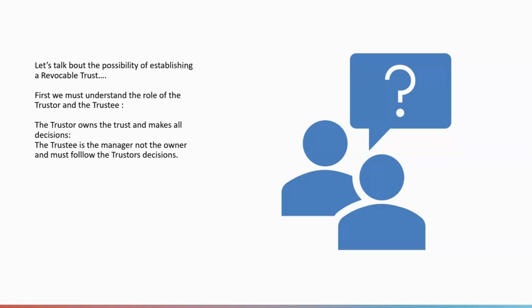First, we must understand the role of the trustor and the trustee. Now, here I am talking to the person that's got the software open. The trustor, and I haven't asked them to go to a button yet. The trustor owns the trust and makes all decisions. The trustee is the manager, not the owner, and must follow the trustor's decisions. That's pretty simple, right?